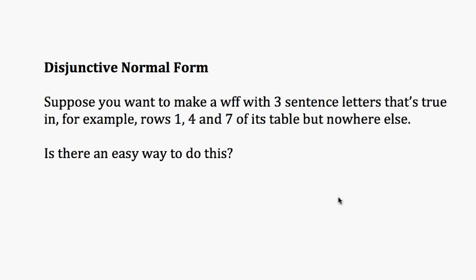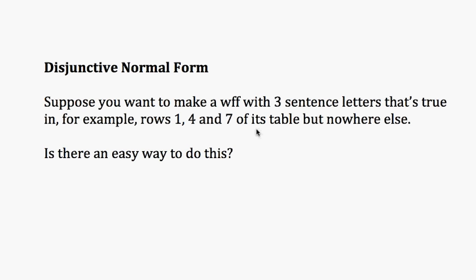So on to a somewhat different problem. It's still related to questions about minimal sets of connectives, but it comes at things in a slightly different way. Suppose you want to make a well-formed formula, and to use a fairly simple example, we'll stick to 3 sentence letters. And we want this formula to be true in certain specific rows and not in others. For this example, we'll say we want a formula that's true in row 1, row 4, and row 7, but isn't true anywhere else. Is there a way to do this that's straightforward and easy and we'll always get the right answer?